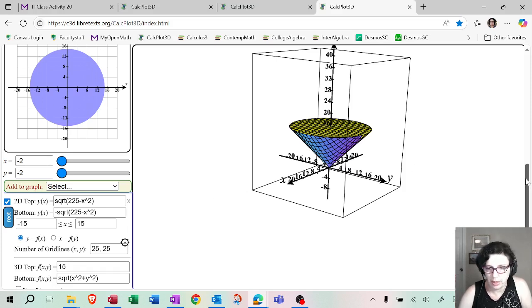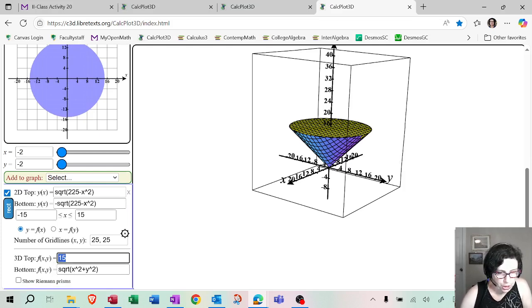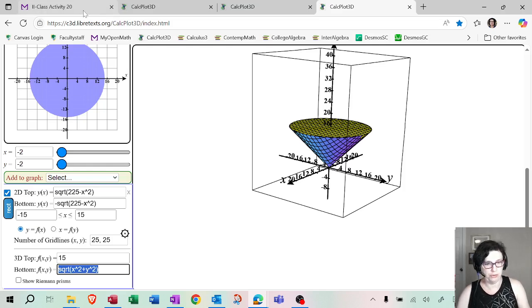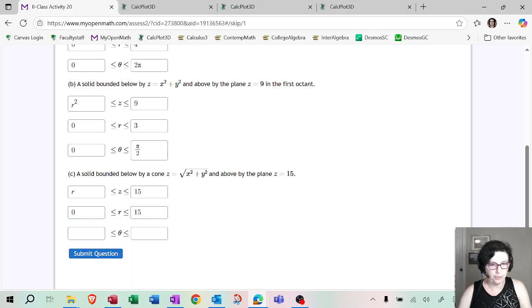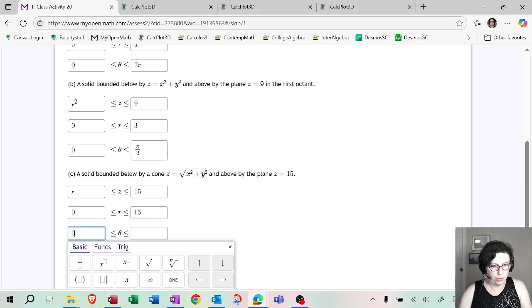But how did I know that? Well, you can set these equal to each other. This is 15, and this is equal to just r, right? Because it's the square root of r squared. So r equals 15 means that the radius of the circle is 15. So that means that r is going to go from 0 to 15 here, and theta will be all over, 0 to 2 pi.